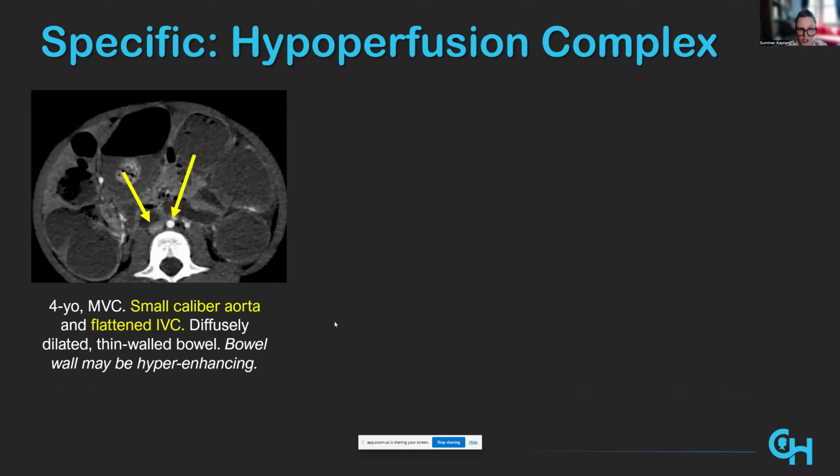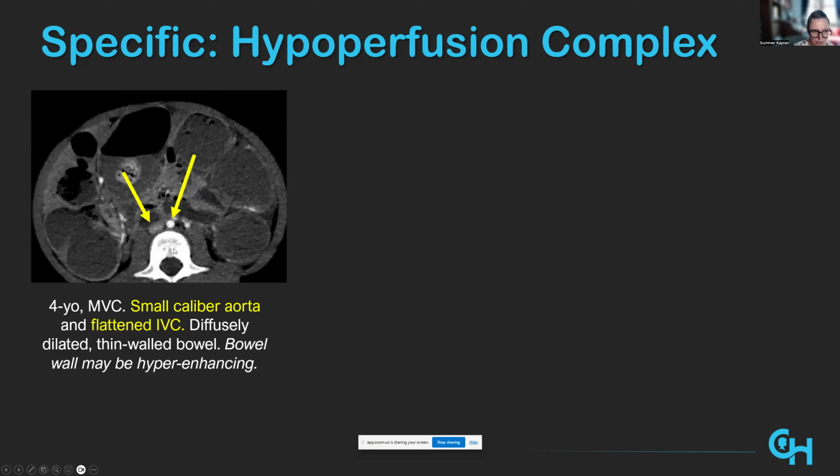This is shock. So hypoperfusion complex is when the body is sort of vasoconstricting and shunting blood away from non-critical structures. And sometimes we can see this on imaging before it's apparent clinically. So this is another one of those cases where you want to, as a radiologist, be in close contact with the clinical teams to let them know the patient may actually be doing much worse than they think. So in this case, this 4-year-old was in a motor vehicle collision.